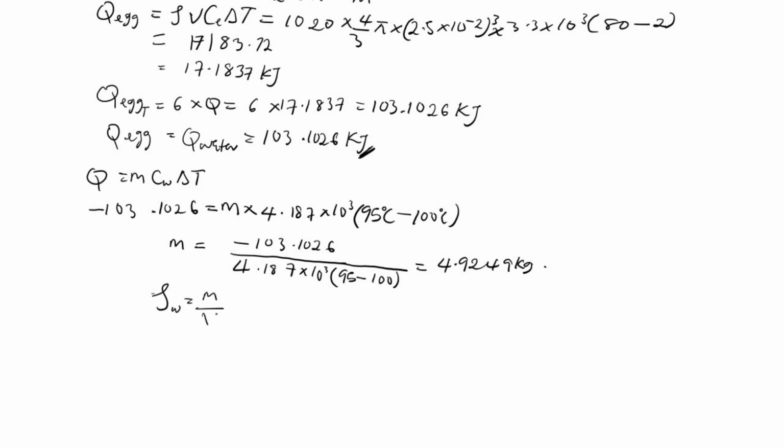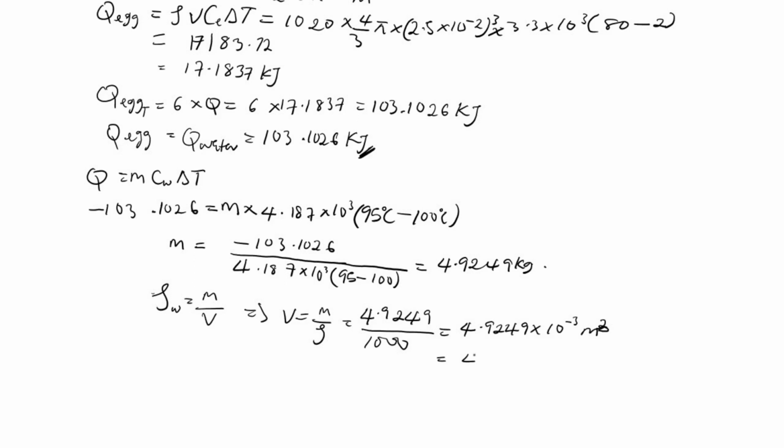So we know that density is equal to mass over volume, which is density of water is equal to mass over volume. This implies that the volume of the water is equal to mass over density. From the question, the density is given to be 1000, so our mass is 4.9249 all over the density, which is 1000. So if you compute this, you're going to have 4.9249 times 10 raised to the power of minus 3 meter cube, since we are dealing with density.